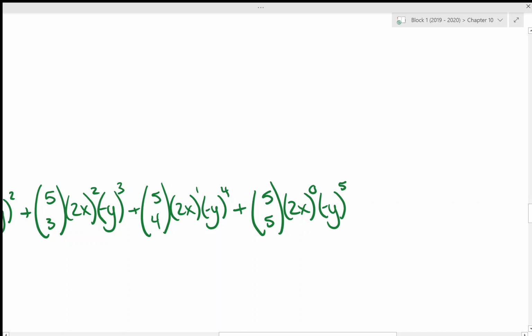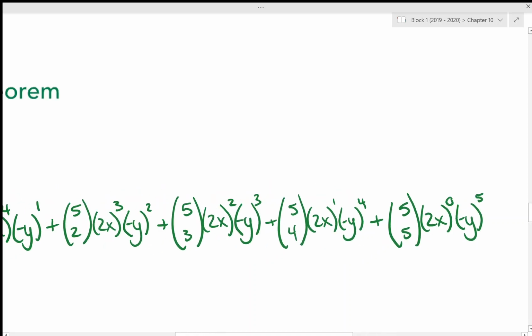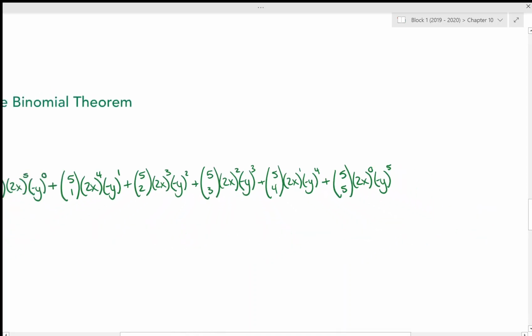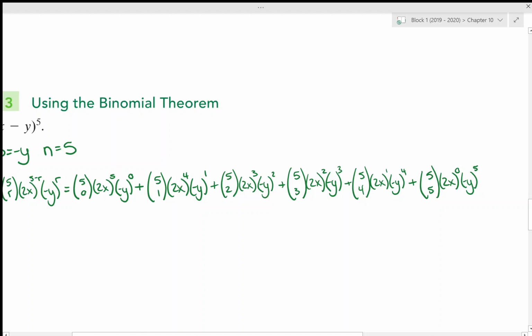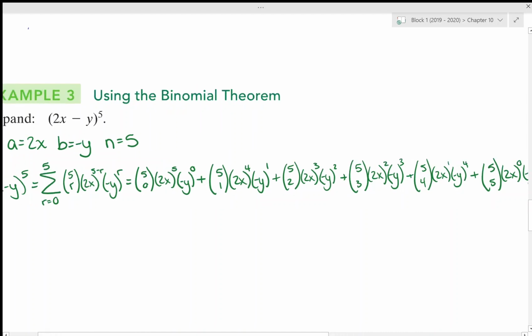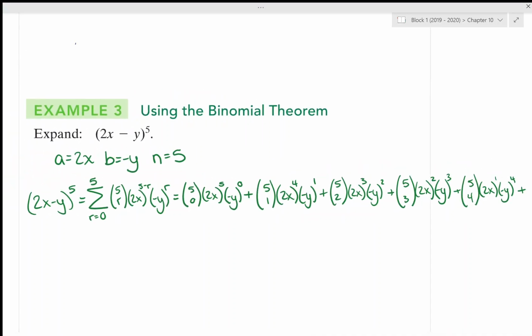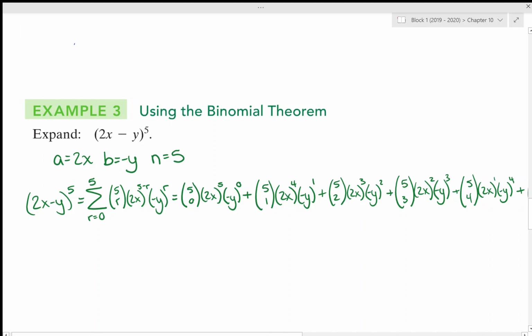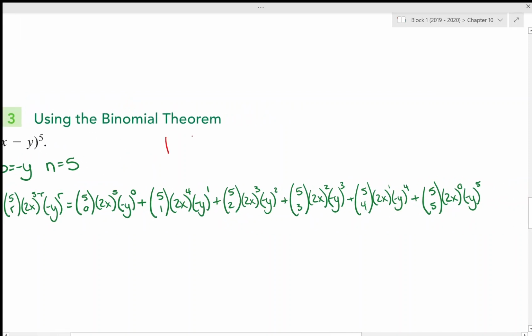Okay, now that we wrote out all the difficult stuff, now we can go on and simplify things. Now, if you want to use Pascal's pyramid, we know that we have 1, 5, 10, 10, 5, 1 as the numbers within Pascal's pyramid that will give me all my binomial coefficients for 5.